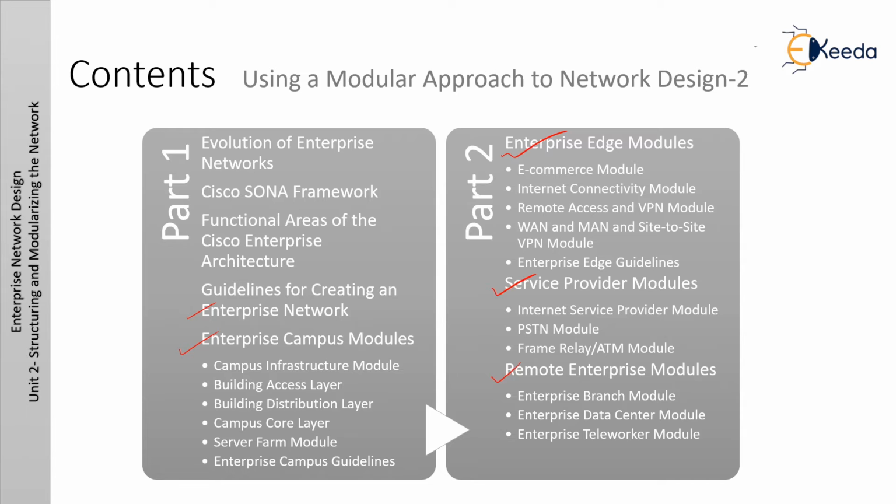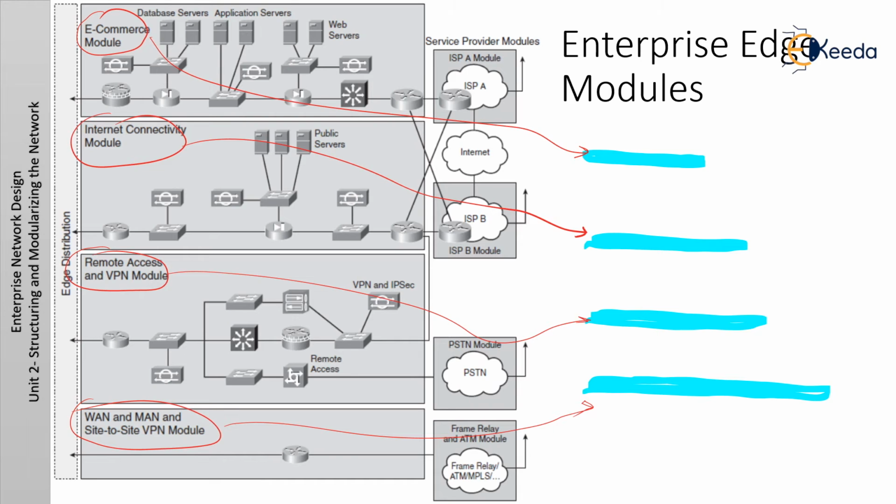In enterprise edge module we will cover e-commerce module, internet connectivity module, remote access and VPN module, WAN and MAN site to site VPN module, enterprise edge guidelines. And in service provider module, we will cover internet service provider module, PSTN module, and frame relay and ATM module. While in remote enterprise module, we will cover enterprise branch module, enterprise data center module, and enterprise teleworker module. So let us start with enterprise edge module.